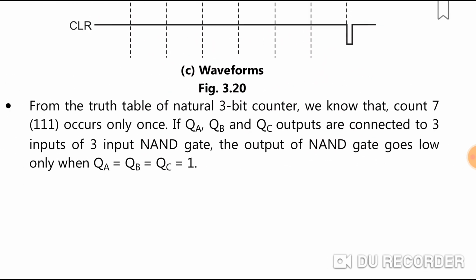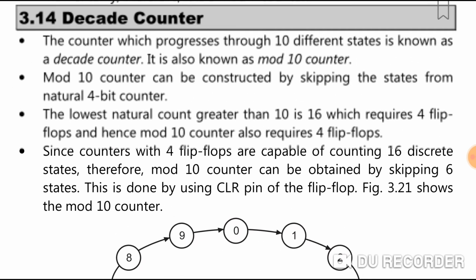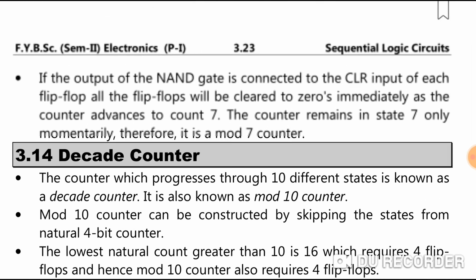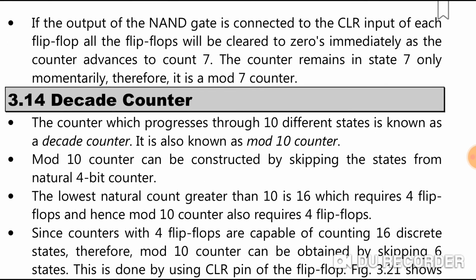From the truth table of a natural 3-bit counter, we know that count 7, 111, occurs only once. If the QA, QB, QC outputs are connected to the 3 inputs of a 3-input NAND gate, the output of the NAND gate goes low only when QA, QB, QC are all 1. If the output of the NAND gate is connected to the clear input of each flip-flop, all the flip-flops will be cleared to 0 immediately as the counter advances to count 7. So the counter remains in state 7 only momentarily, therefore it is a mod 7 counter.